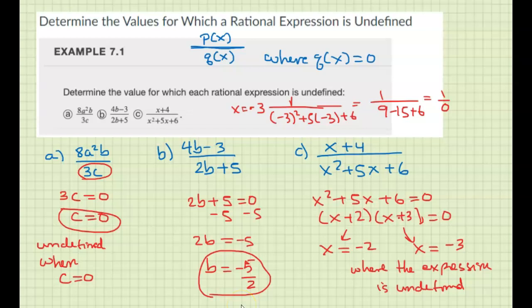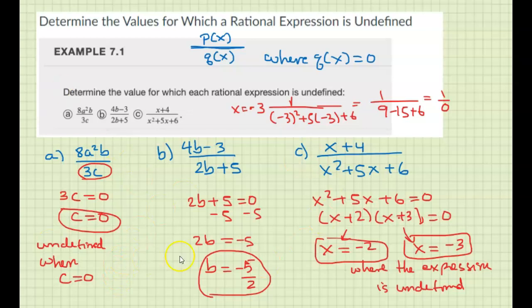With this procedure, you take the denominator, you set it equal to 0, and you solve, and you find all the values where it's undefined. So all the other values of x are fine. If you plug in any other value of x besides negative 2 and negative 3, you're going to just get a number. But if you plug in negative 2 and negative 3, it's undefined because you're dividing by 0.